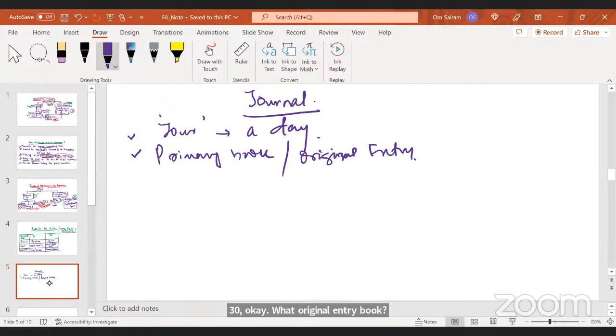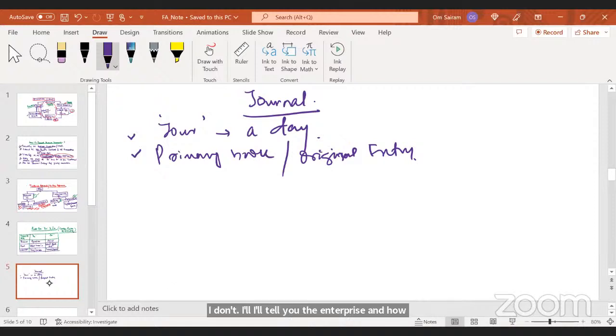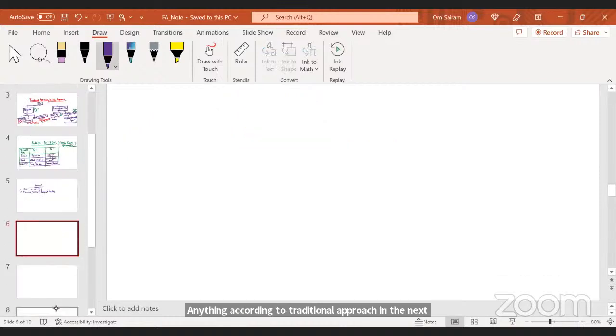So how will we pass the journal entry? I'll tell you the entire format and how to pass the journal entry according to the traditional approach in the next class. But here I'm taking some business transactions. Out of these, you have to identify how many accounts are involved, and under which account they come: personal, real, or nominal account.